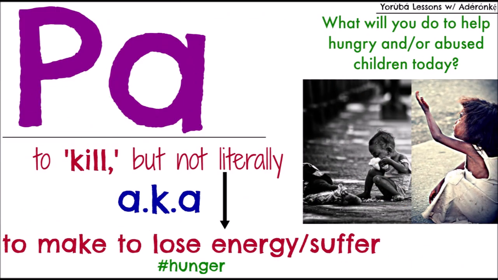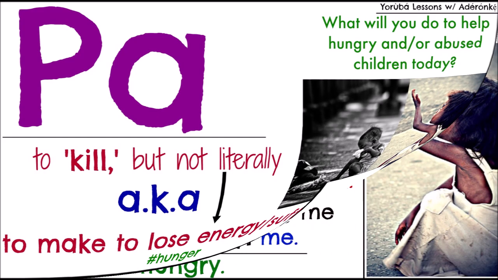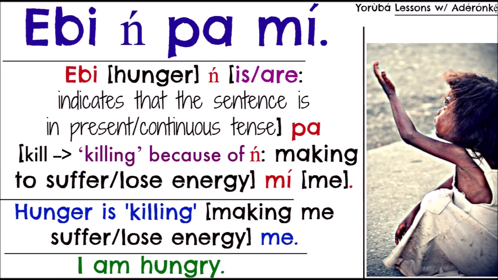Pa could also be to kill, but not literally. It could be literal, but if you're going to use it to infer something else, it may not necessarily be literal killing. To make, to lose energy or suffer, like hunger, you know, hunger can do that. Hunger can make you lose energy and suffer. An example that would be peculiar to this kind of usage of the word pa would be ebi n pa mi. Ebi n pa mi.